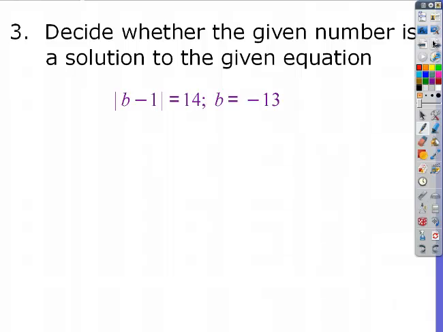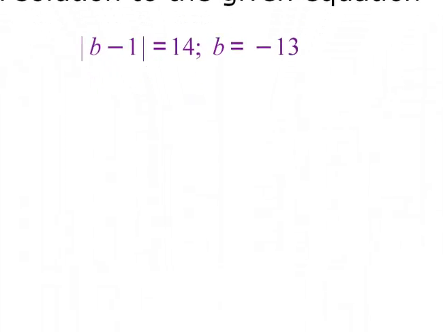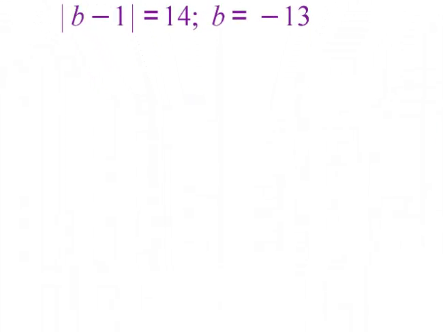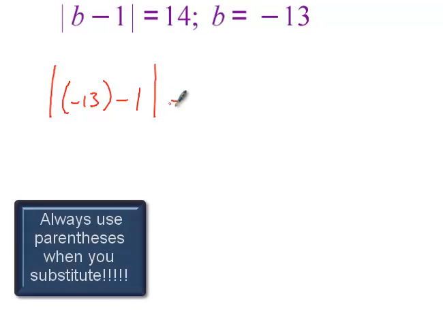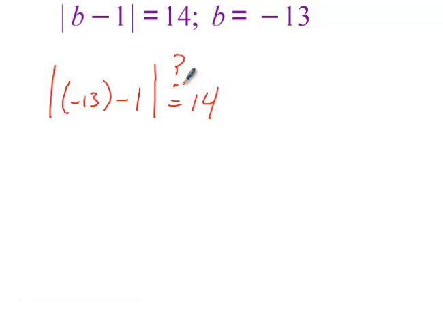Number 3, decide whether the given number is a solution to the given equation. Remember, a value is a solution to the equation if, after you substitute and reduce, it creates a true statement. So the first thing you're going to want to do here is actually substitute. Okay, we do not know if this is a true statement, so I'm going to use a question mark so that way I'm aware that I'm trying to check and see if this statement is true. Now I can only check after I have simplified.